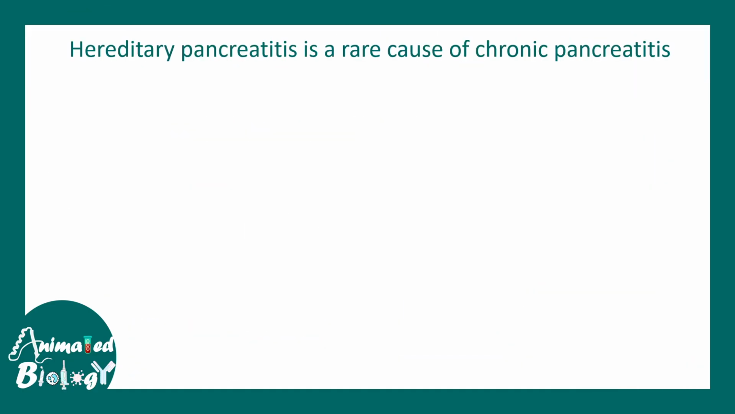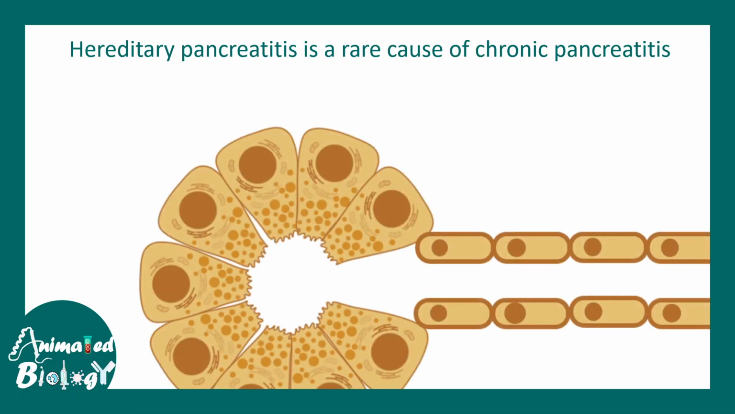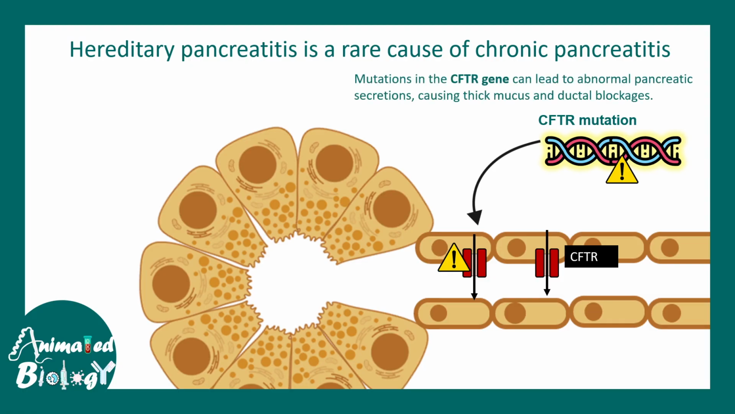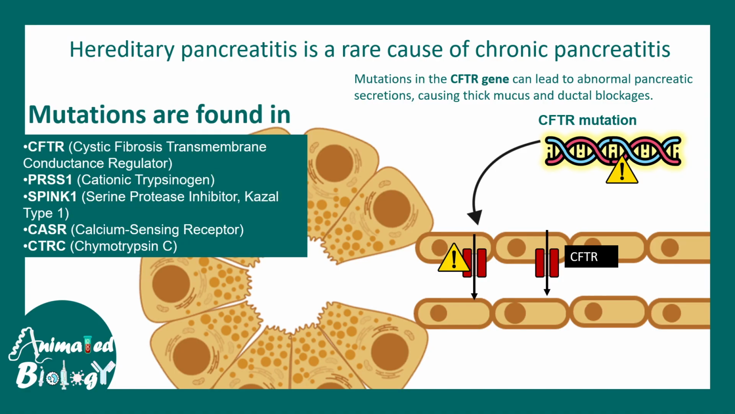So let us talk about hereditary pancreatitis, which might lead to chronic pancreatitis, and this is extremely rare, but often it is due to gene mutations. One of the common factors is CFTR. CFTR maintains the chloride and bicarbonate homeostasis in the pancreatic ductal system, and in case of CFTR mutation, this homeostasis is altered, which leads to problems with pancreatic secretion and ultimately leads to chronic pancreatitis. This is only one example. There are many other mutations which are known.